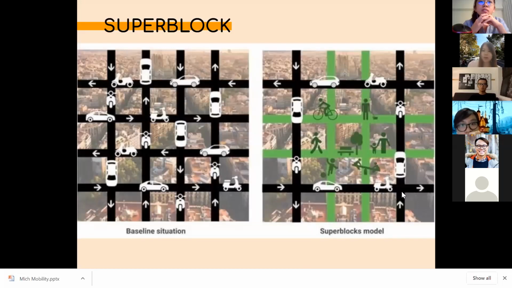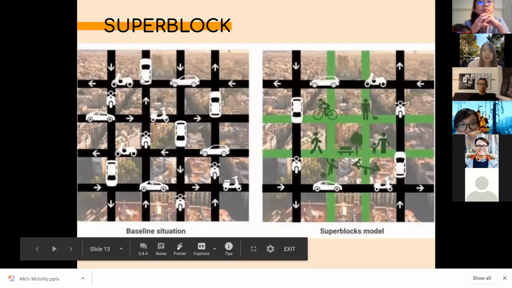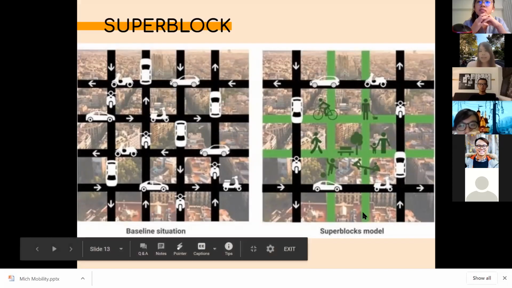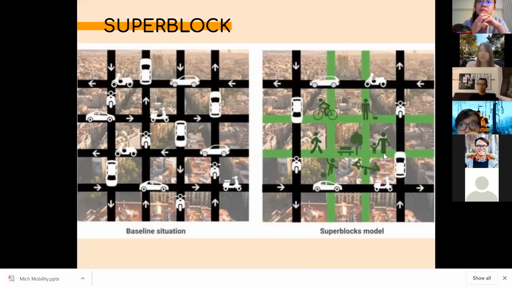So yeah, this is what I mentioned just now. This is the normal situation where everything moves at normal speed, and this is the superblocks model. The motorized vehicles are only allowed to move at normal speed at the perimeter, and within the superblock they can only move at a very slow speed. And now the space is returned to the people, so they can carry on with their activities in the public space.